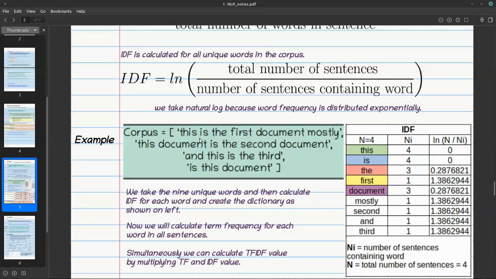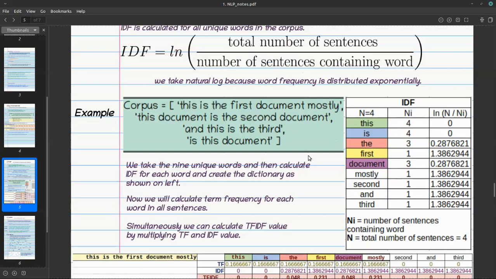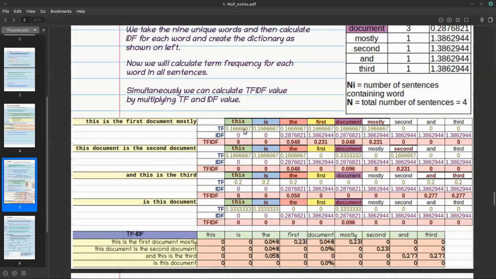So how to calculate this? First calculate the IDF for all the terms, or you can say words. IDF can be calculated beforehand because IDF is independent of the individual documents, because it's calculated at the global level or corpus level. Correct. So first calculate the IDF for unique words, then calculate the term frequency.